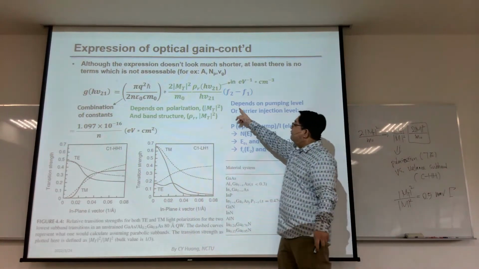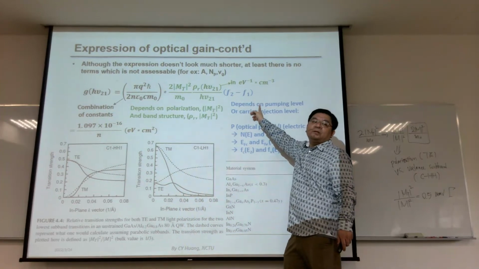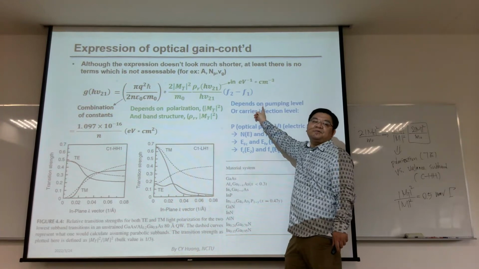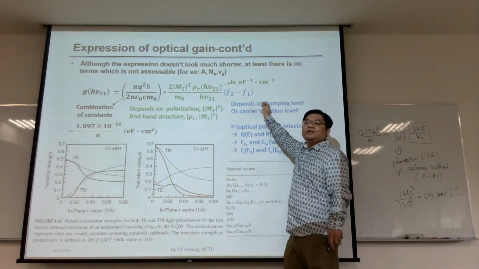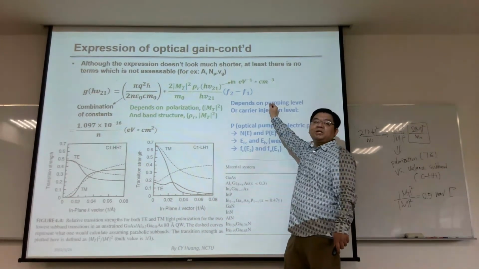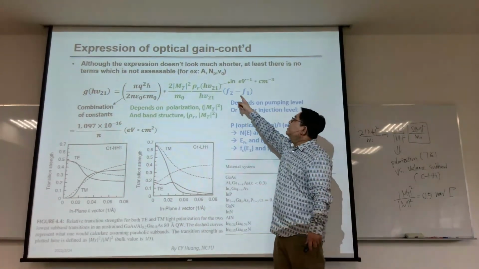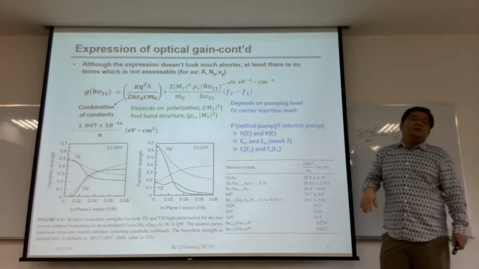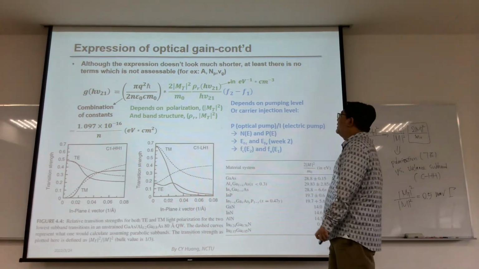Then F2 and F1. The number of F2 and F1 depends on where the quasi-Fermi level is. So it is a function of injection carrier density. With a higher injection carrier density, you have a larger delta EF. Then your F2 minus F1 eventually goes from a negative value to a positive value. Okay.